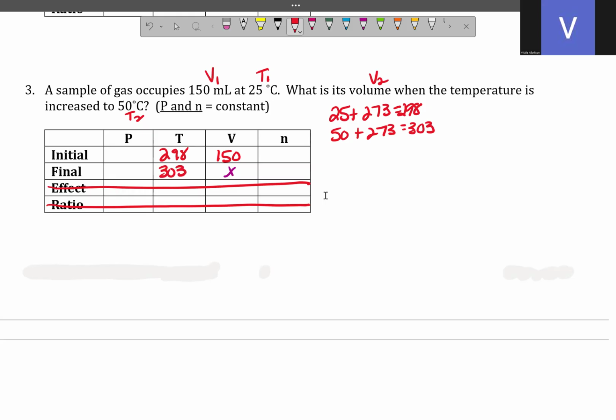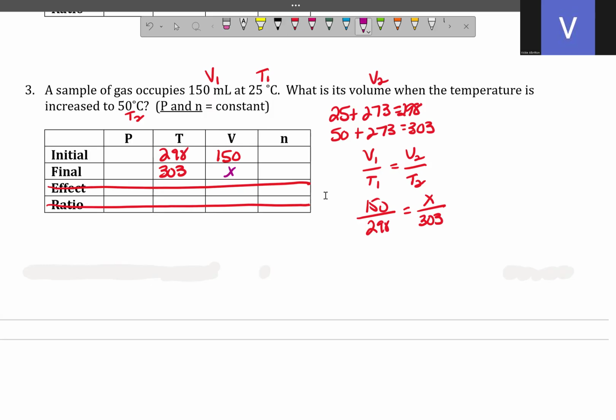So now we're going to take the information we know and plug it in. Since the pressure is constant, we don't need to include that part in our equation. So we'll use V1 over T1 equals V2 over T2. So we know that the initial volume is 150. The initial temperature was 298. We're going to be looking for the final volume when we raise that sample of gas to 303 Kelvin.